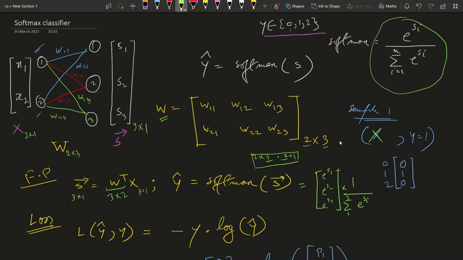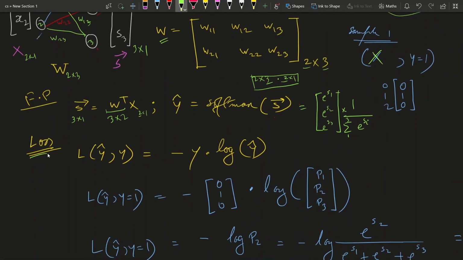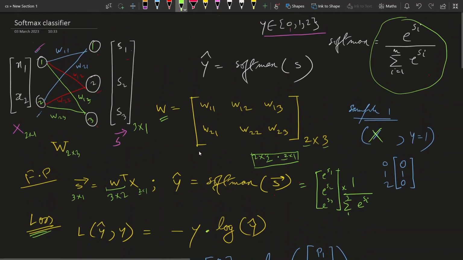Now comes the loss function. The loss function is defined as L. It will calculate the loss between y hat, which is the predicted vector, and y, which is the ground truth. It is defined as minus y dot log of y hat, where this is a dot product and y hat is the predicted vector. Now, y is a scalar. How is this possible? Well, definitely y is a scalar. As you can see over here, y is 1.